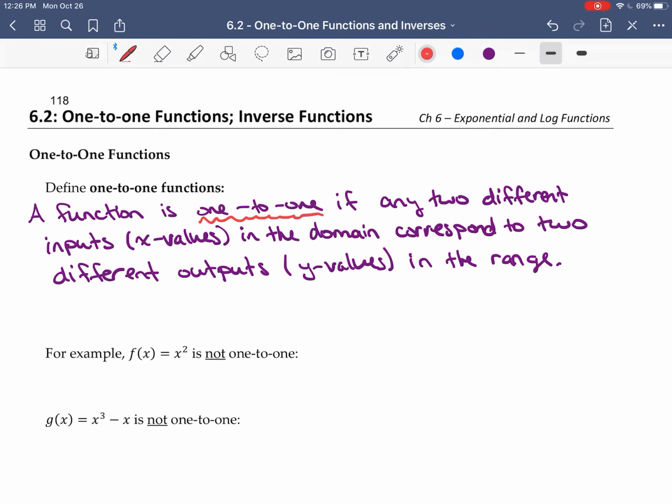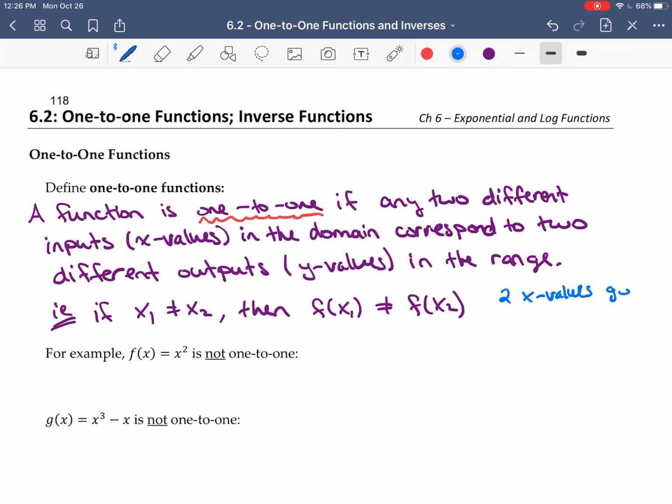Okay, now another way to say that is if you have two different x values, so let's say x1 and x2, then f of x1 is not equal to f of x2. Okay, so any two x values go to different y values. Okay, so that's the idea.